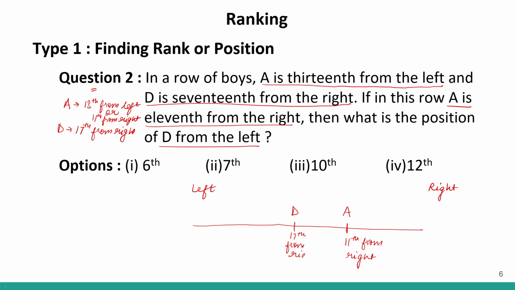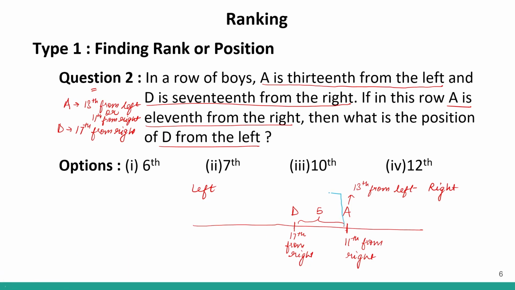Clear? Now between D and A, how many students will be there or how many boys will be there? So if A is 11th and D is 17th, between them in this area we will have 5 people, correct? Now the other position of A is 13th from left, correct? So 13th from left basically means that this total, or let me use a different pen to highlight.